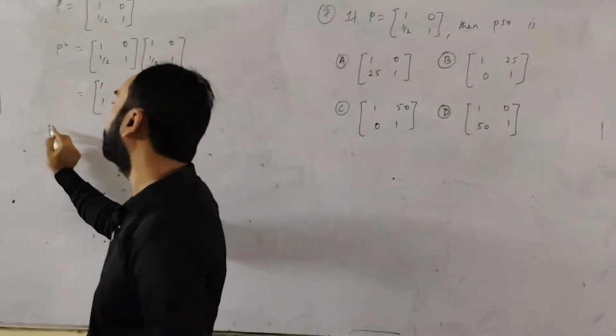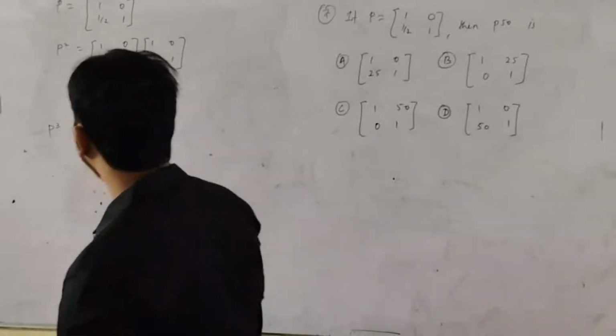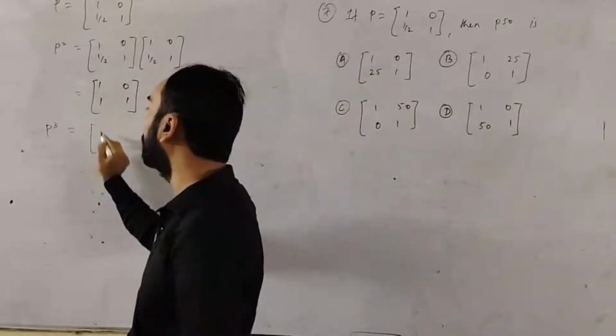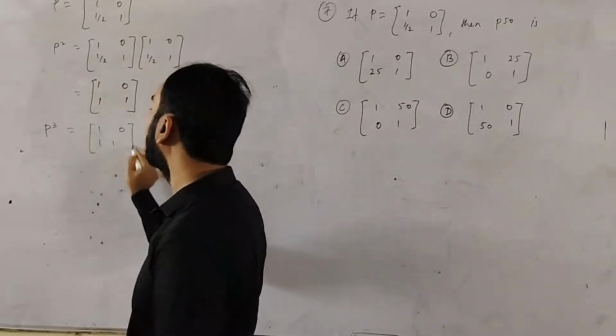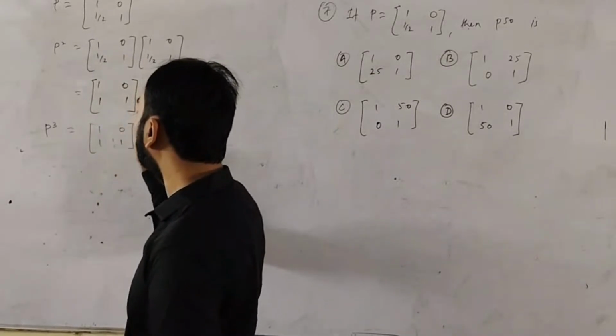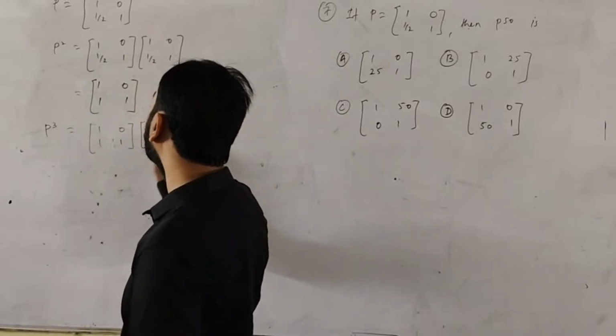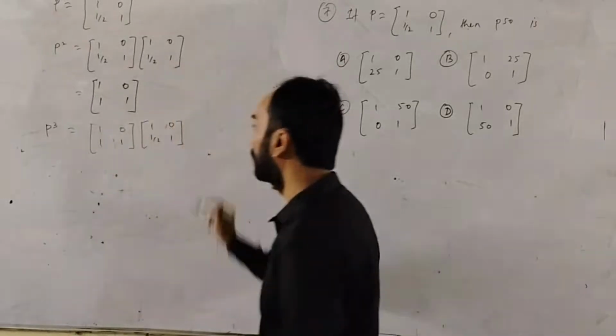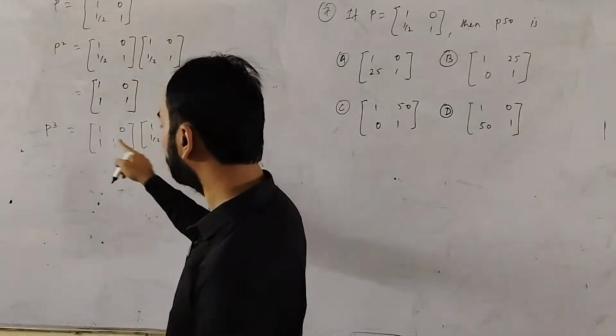Now let's see for the P cube, right? So P cube will be what? P square into the P, right? So we can multiply 1, 0, 1 and 1 with what? The P. And what is P here? 1, 0, half and 1. Correct, no? So how to find? Again, same thing. We'll do here.